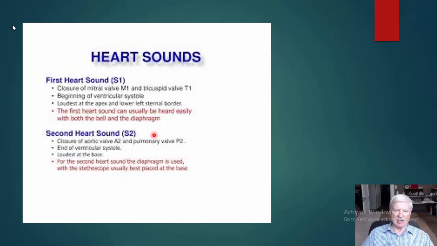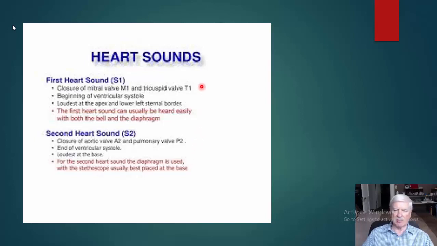The second heart sound, S2, is the closure of the semilunar valves, the aortic semilunar valve and the pulmonary semilunar valve. This happens at the end of ventricular systole, when the ventricles are starting to relax. It can be heard loudest at the base of the heart. Remember, the base of the heart's at the top. For the second heart sound, the diaphragm is used with the stethoscope, and it's usually placed at the base of the heart.